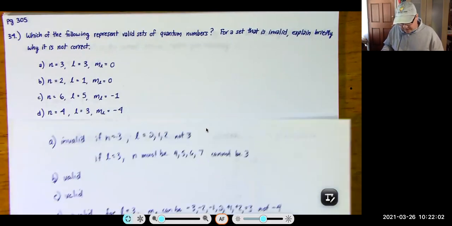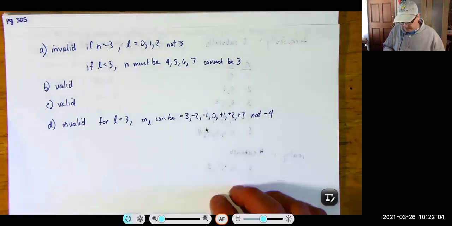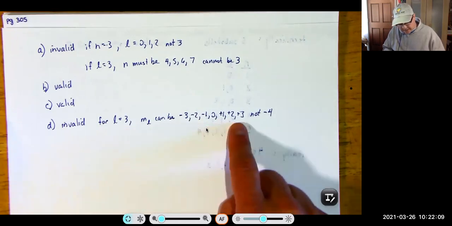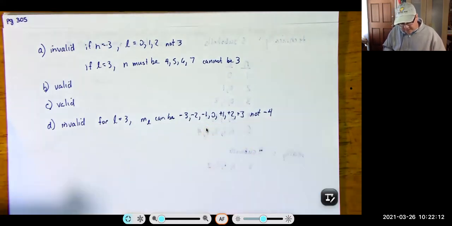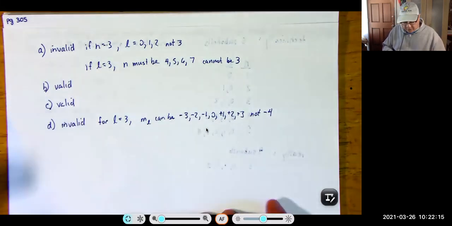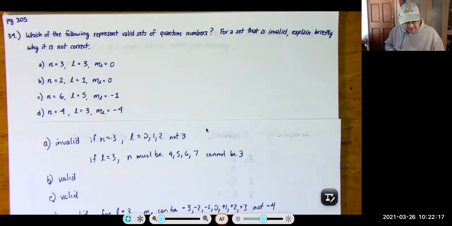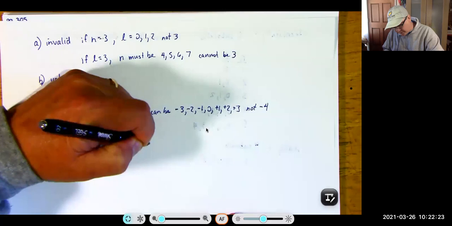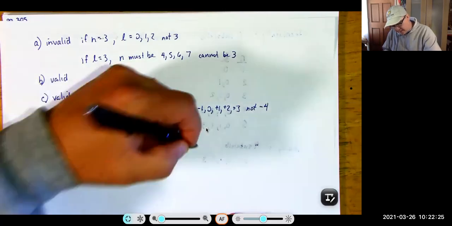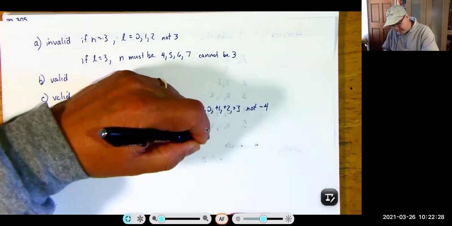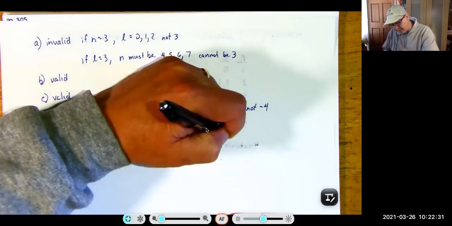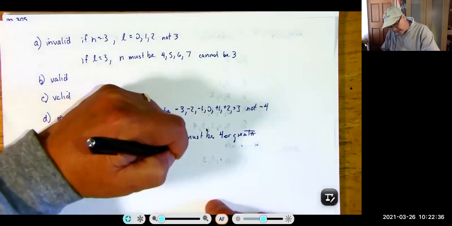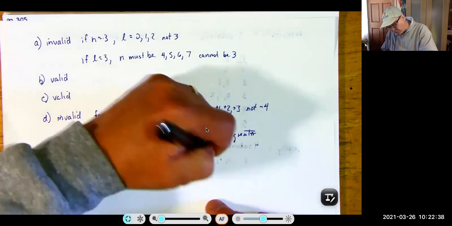And you can't see what I'm writing, so let me move my sheet of paper up. So m sub l can be -3 all the way to +3, but not -4. So that's one way it is invalid. But you could look at it from the point of view of m sub l being a -4. For m sub l to be equal to -4, l must be 4 or greater, which means that n must be 5 or greater.